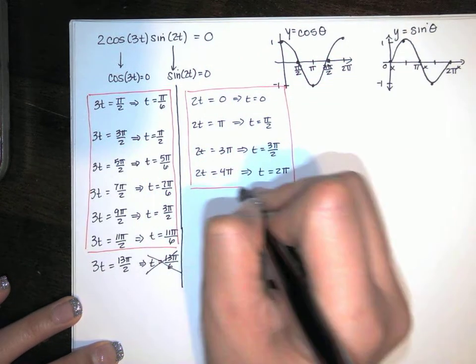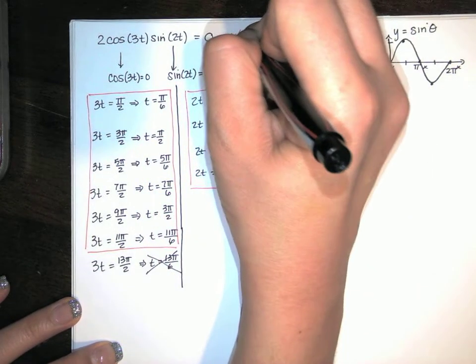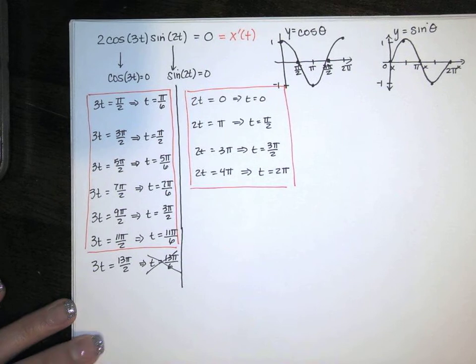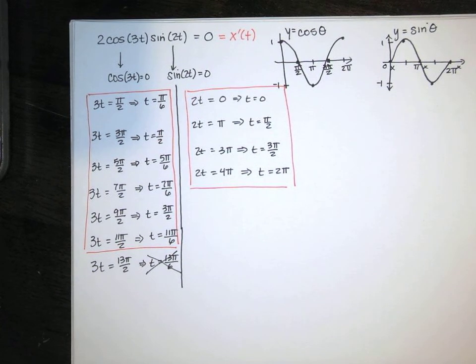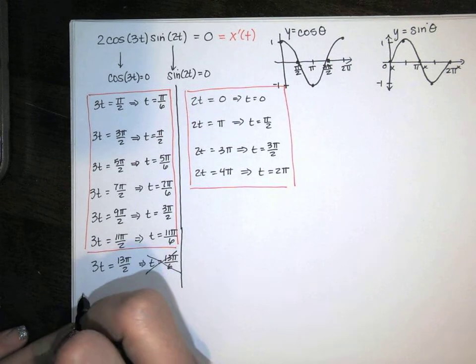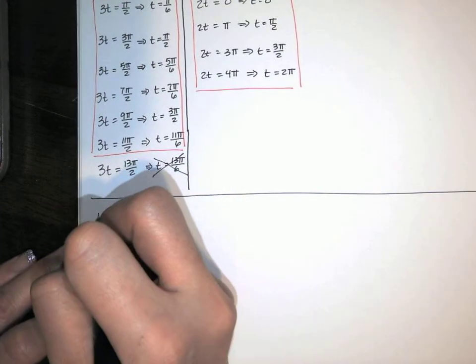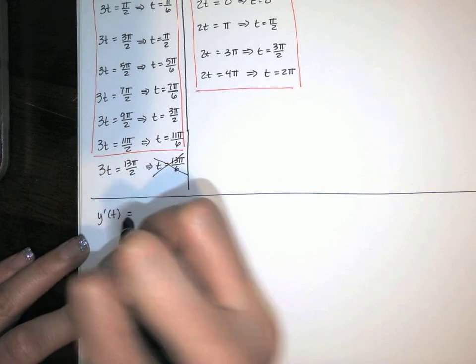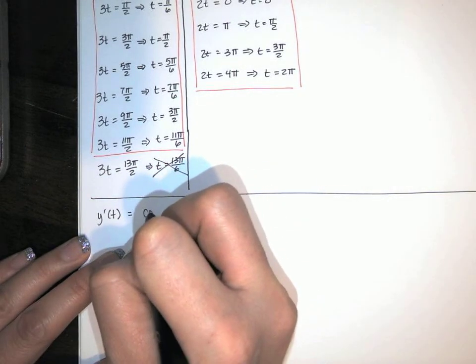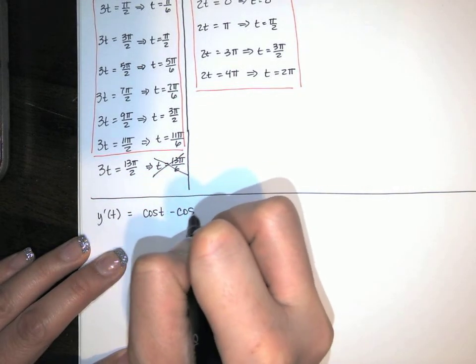Okay, that's a lot. All we did there was see when x prime would equal 0. So x prime is equal to 0 at all these t values and all these t values. I want to know, when is y prime also equal to 0? So let's look at our y prime. Y prime looked like this. It was cosine of t minus cosine of 5t.